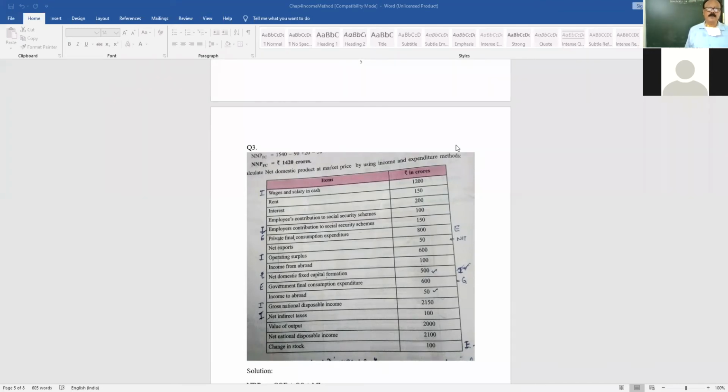operating surplus 600, income from abroad 100, net domestic fixed capital formation 500, government final consumption expenditure 600, income to abroad 50, gross national disposable income 2150, net indirect taxes 100, value of output 2000, net national disposable income 2100, change in stock 100. What do we calculate? Net domestic product at market price.